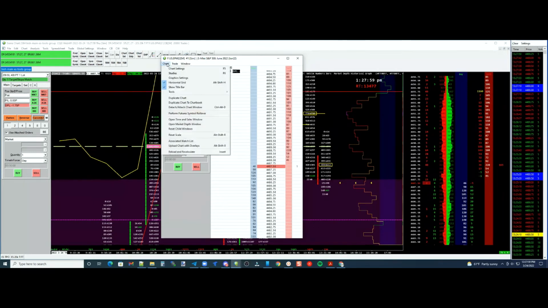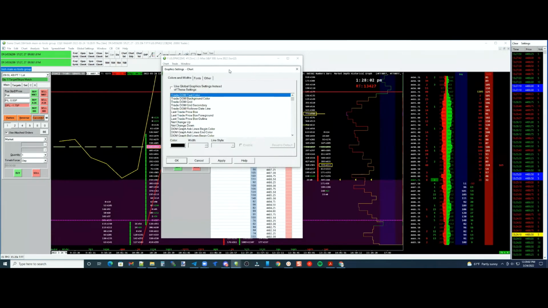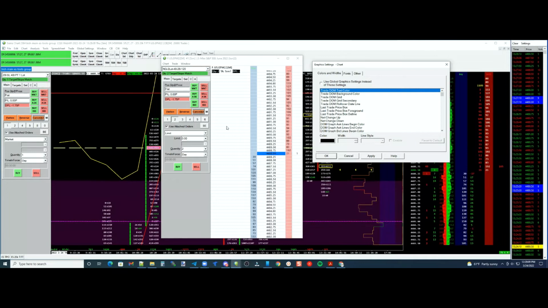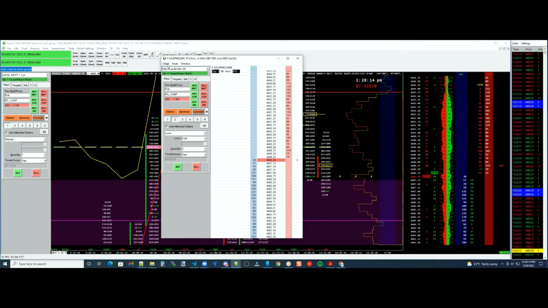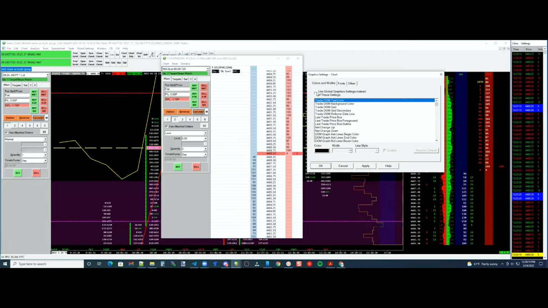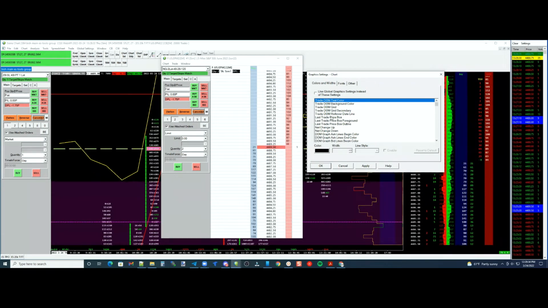You got to go under chart, graphic settings. Now there's a couple different ones, okay? So you might come down here and remember, you only come under chart graphic settings if you do not have this box checked. If you have this box checked, you have to go under global graphic settings. Because I have this set to what I thought I could get close to with Transact, we're not going to use global, we're going to use these.